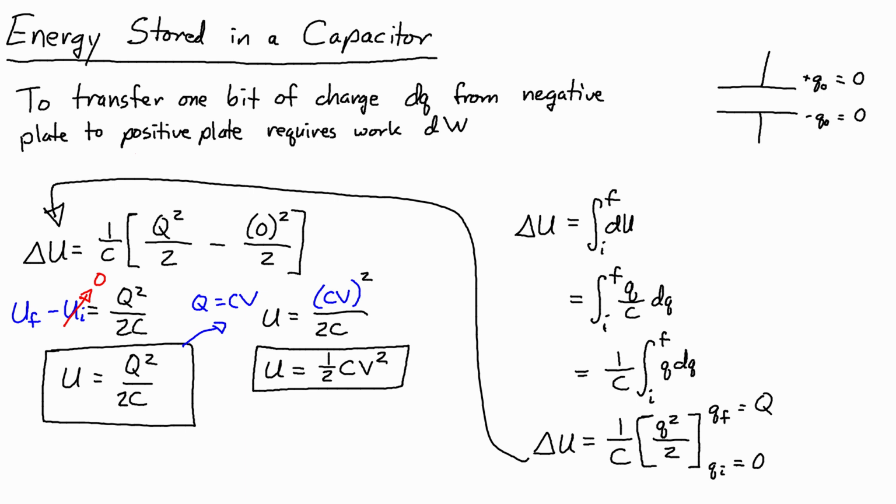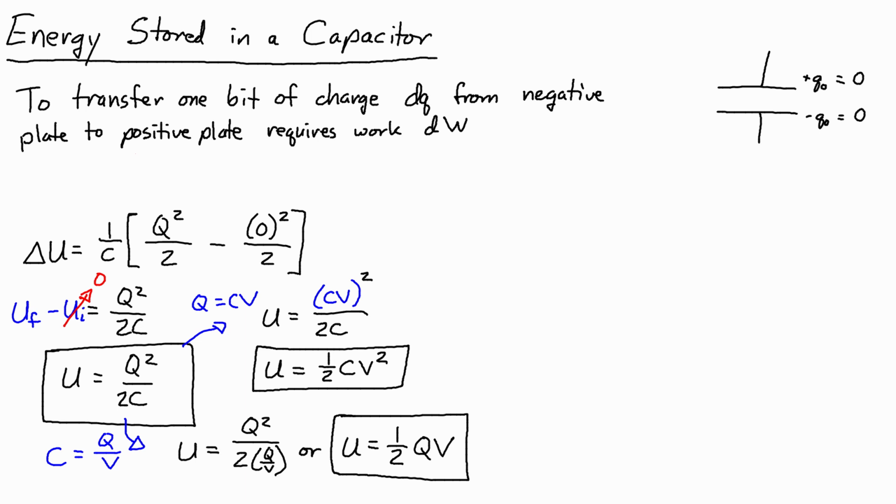Okay, the next thing, and this is where it gets more fun. If we isolate C, we have C is equal to Q over V. We get U is equal to Q squared over 2 times Q over V. One of those Q's will cancel out, and then the V comes on the top. And what we basically get is that U is equal to 1/2 QV.